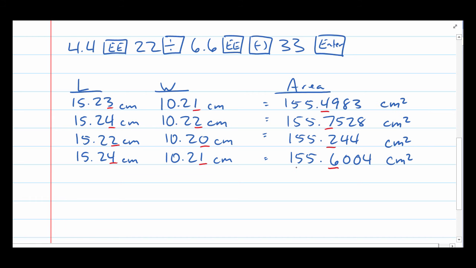So now, if we want to give the answer with the correct number of significant figures, the answer has only one uncertain digit, which means we round the first one off to 155.5. We round the second one off to 155.8. We round the next one off to 155.2, and then the last one to 155.6. And this is the correct way to round these answers.